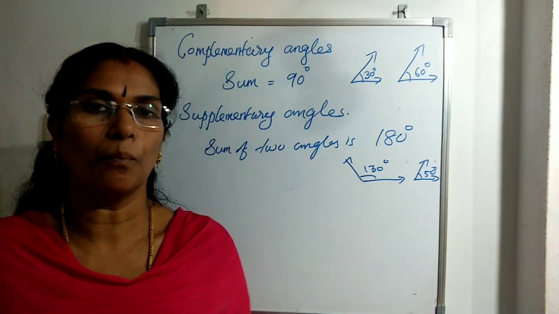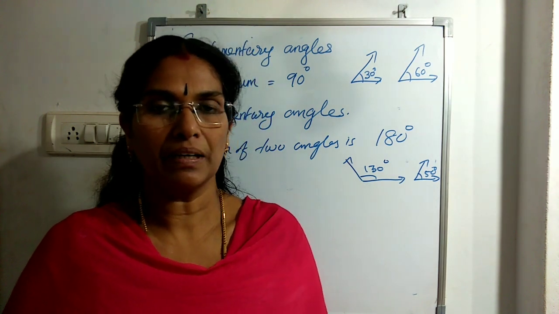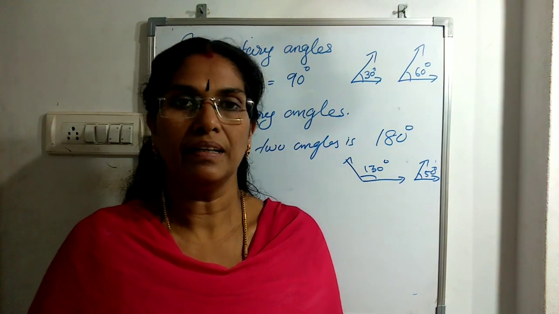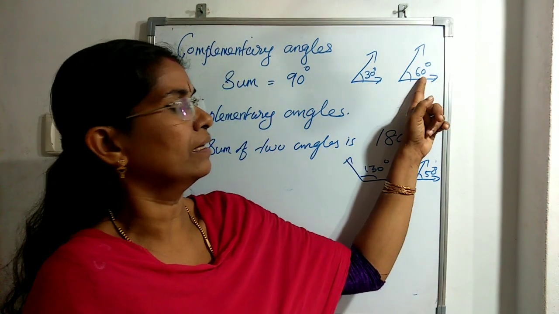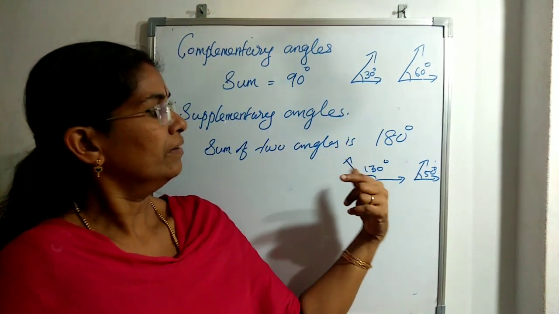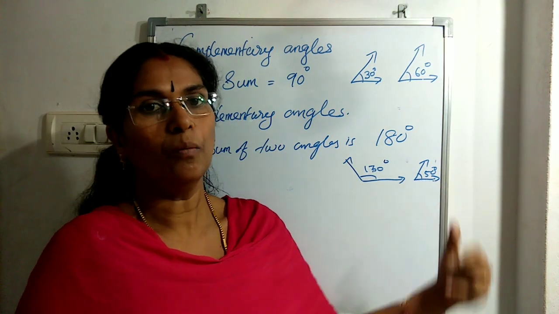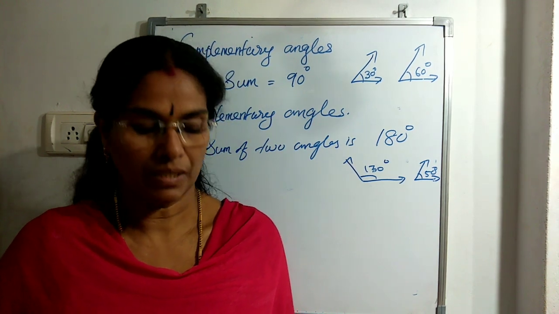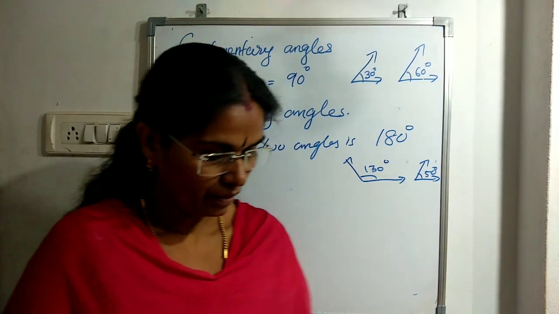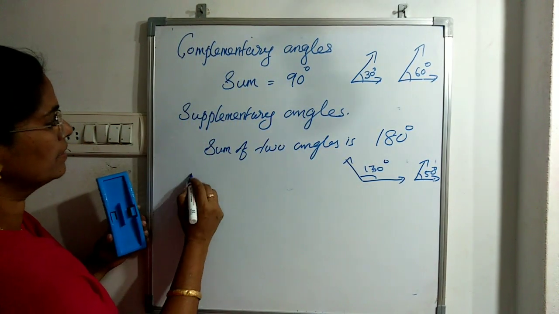Don't get confused between complementary and supplementary. Complementary means 90 degree, supplementary means 180 degree. Last year you learned this: what is the complement of 60? That is 30 degree. What is the supplement angle of 130 degree? That is 50 degree. Complementary and supplementary are very important, we use them in these questions. The next one is adjacent angles.